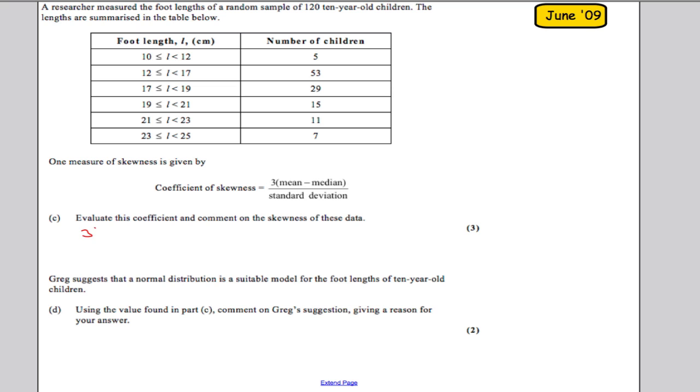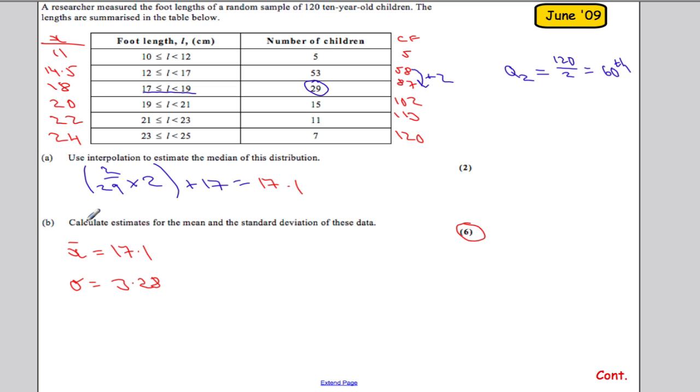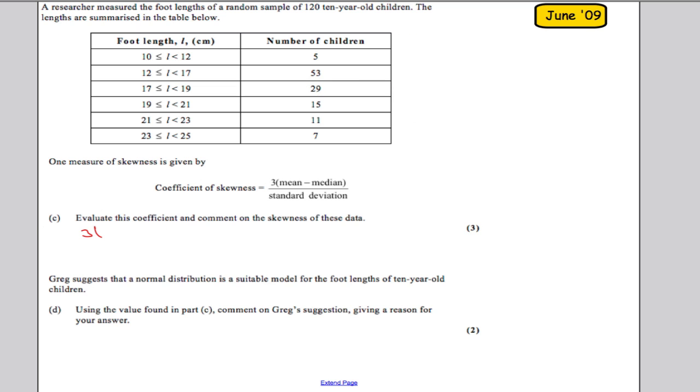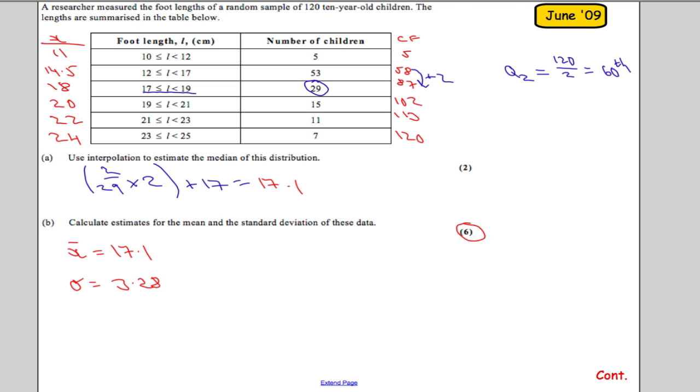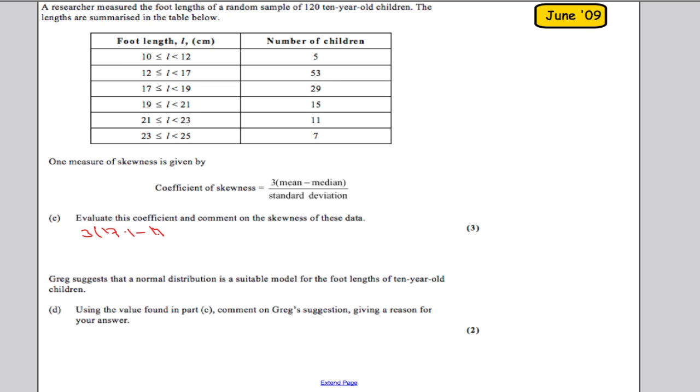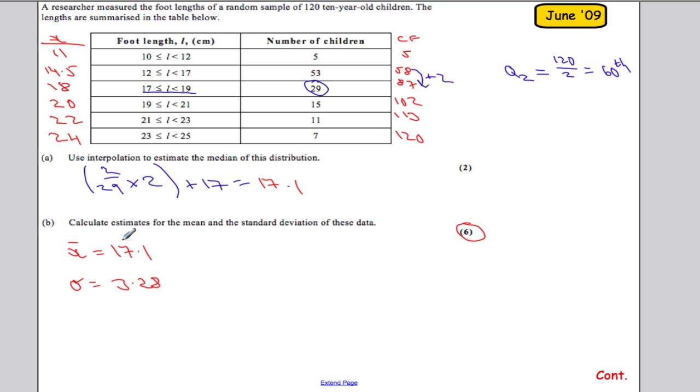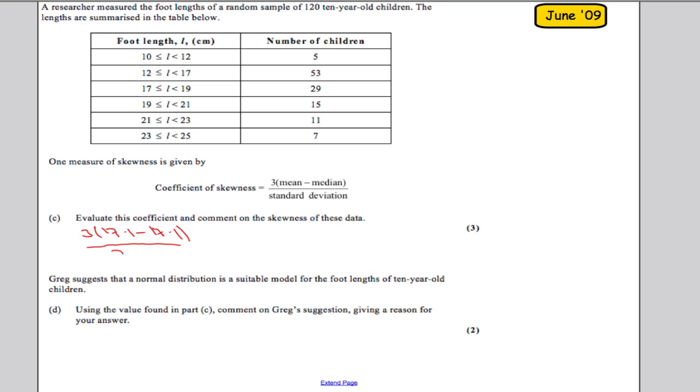So we're going to do 3 times, well, the mean is 17.1, minus the median, which is also 17.1, over the standard deviation, which is 3.28. And 3 times 17.1 minus 17.1: 17.1 minus 17.1 is 0. And then working all that out, we'll find our answer is 0.